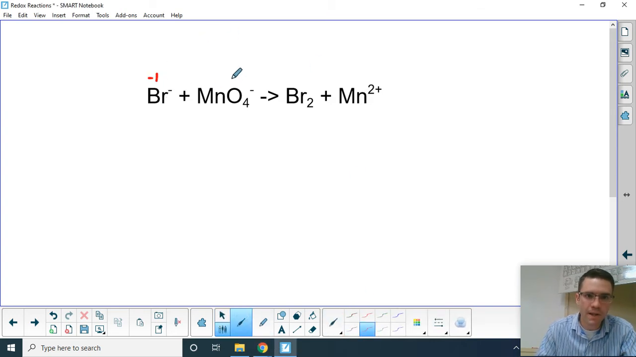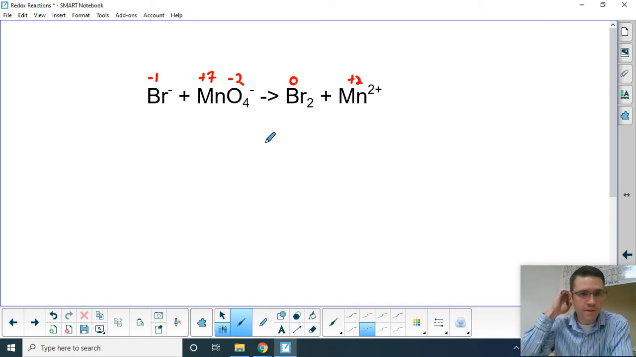We have -1 for bromine, a -2 for oxygen in our permanganate, and manganese would be a +7. And you can do the math here. This is 0. This is +2. So we do have a transfer of electrons here.